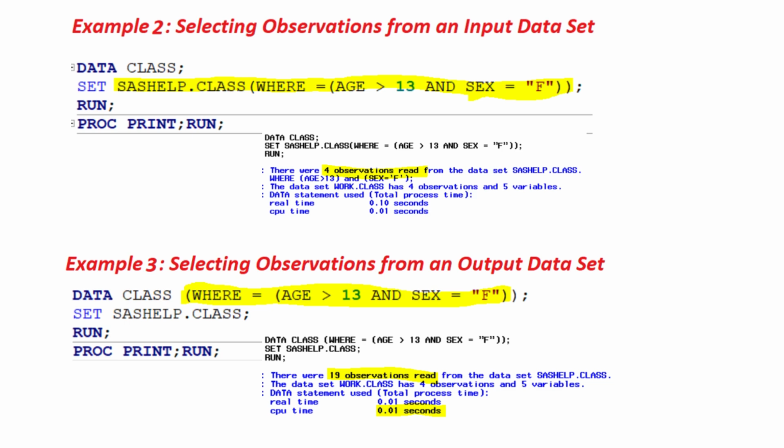We know well what is PDV. PDV means Program Data Vector, which is an important concept as we have seen in our earlier videos. Only four rows being read into the PDV means efficiency is increasing, so using where on the input data set is the best method rather than using it on the output data set.